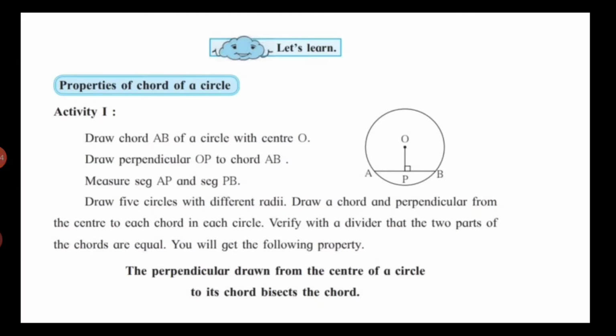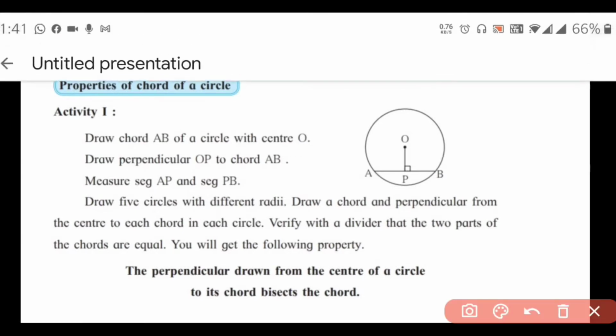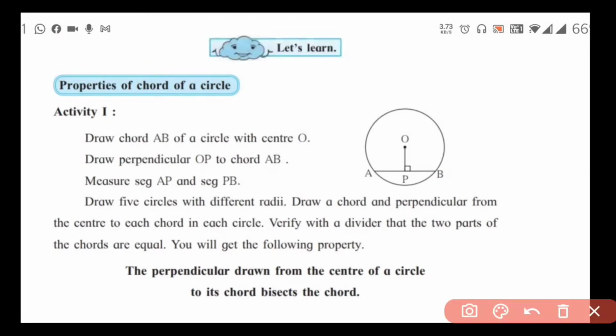So the activity is given: draw chord AB of a circle with center O. So here we can see the circle has center O, the chord name is AB, and we have to draw perpendicular OP to chord AB. So from O we have to draw a perpendicular which should be on chord AB. So what is the property? The property is that the perpendicular drawn from the center of the circle to its chord bisects the chord. Bisect means it makes two equal parts of the chord.